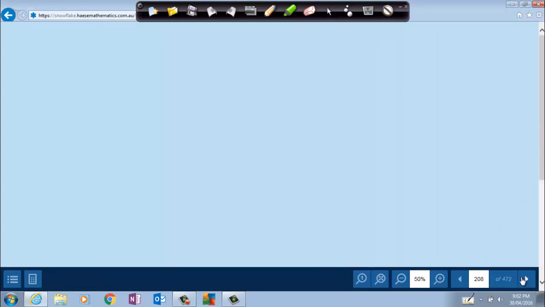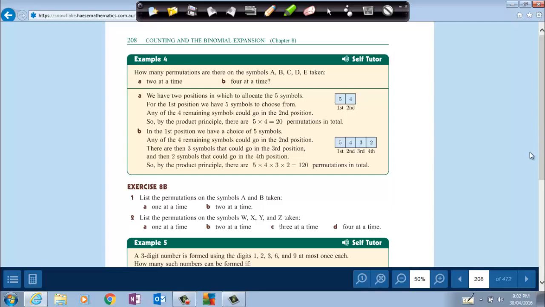Okay, so using that principle, we'll do some questions. We'll just have a look at another worked example before you have a go. If you had A, B, C, D, E, taking 2 at a time, well, there's 5 ways of getting the first one, because there's 5 letters. If you use up 1, then there's 4 ways for the second, so it's 5 times 4. Taking 4 at a time, once again it's going to be 5, 4, 3, 2, and you multiply all those, you get 120.